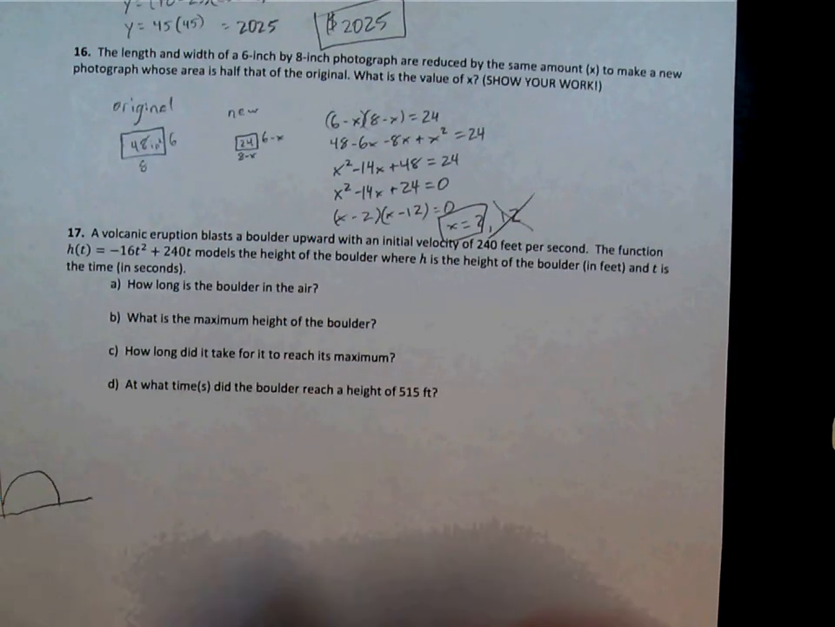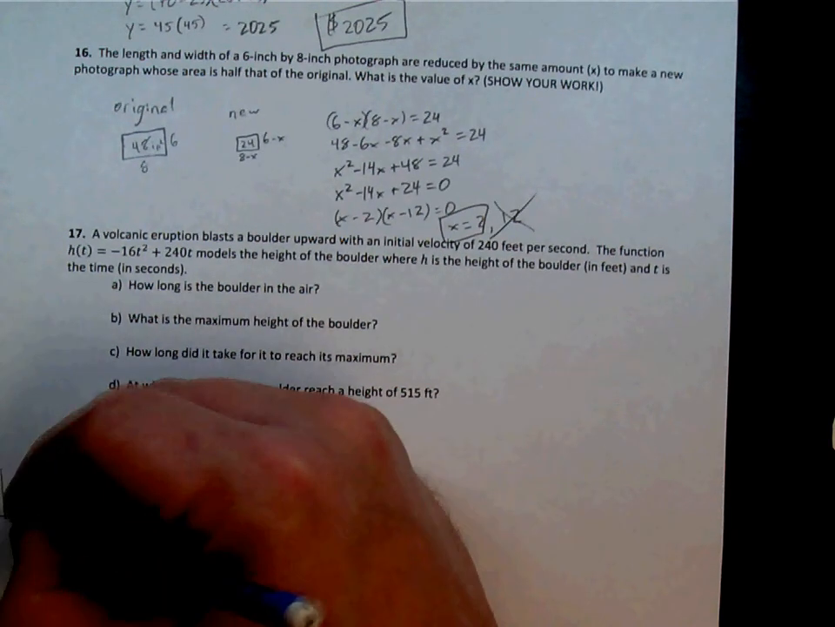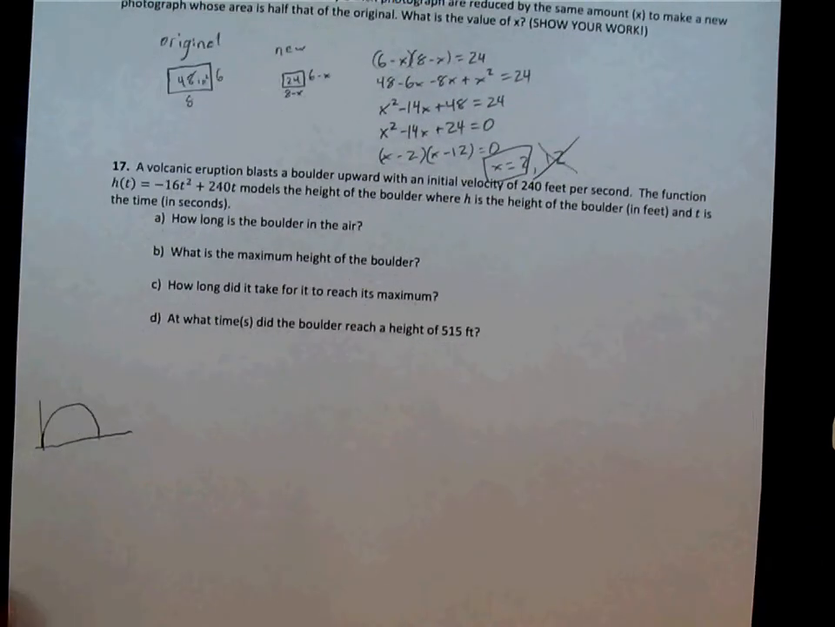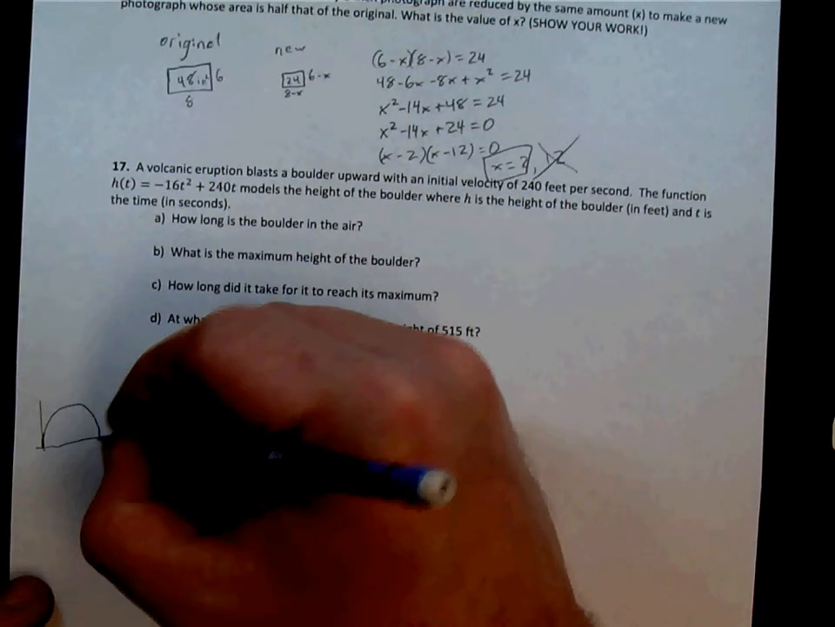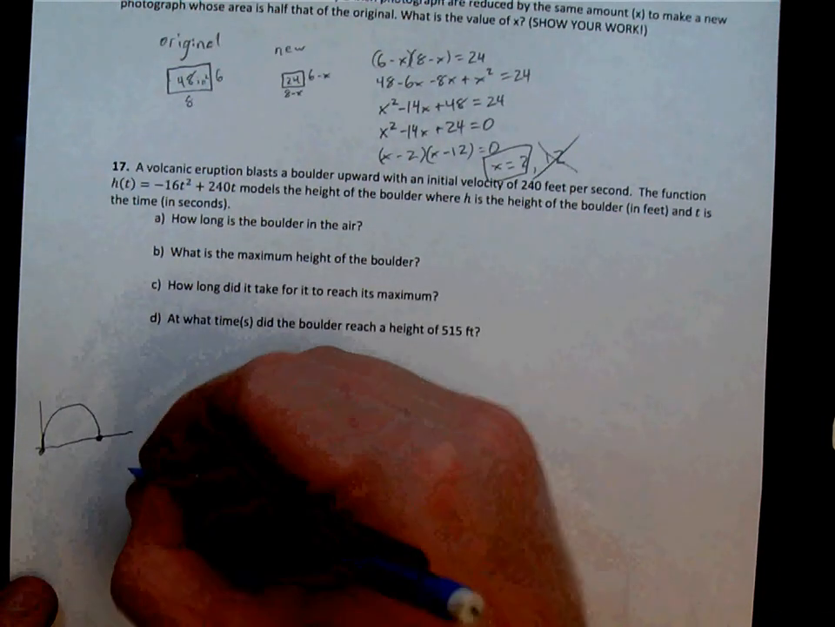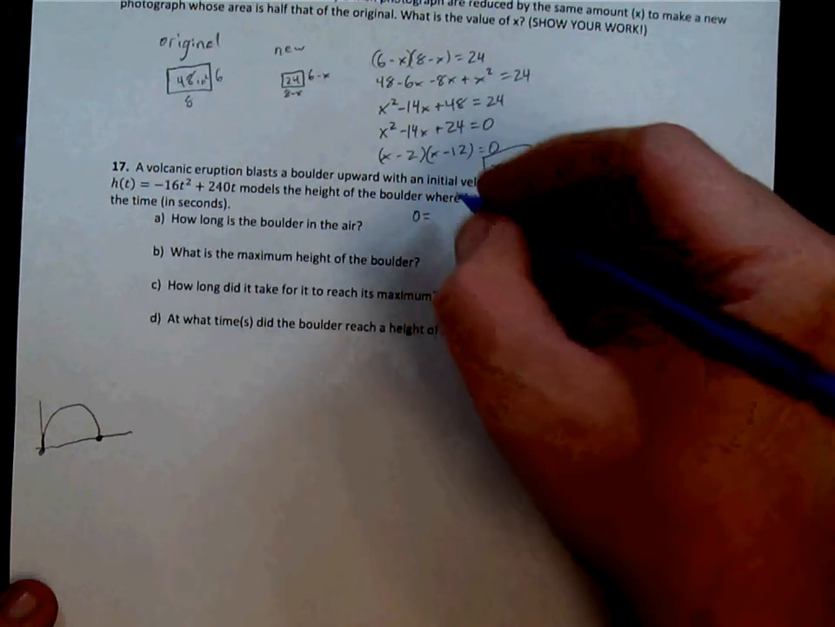It crosses here, and we know it's going to be a picture more or less like that. How long is the boulder in the air? Well, it's in the air until it hits down here. Where does it hit there? Well, when it has a height of 0. So I can set my height to 0.